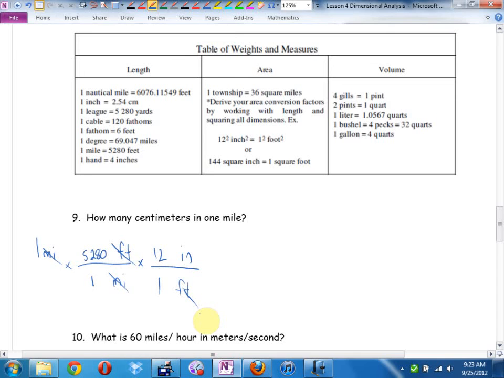Now, do I have something that relates inches to centimeters? Yeah, there it is. 1 inch is 2.54. Okay, so I want to get rid of inches. I want centimeters to be left behind on top. And it says 1 inch is 2.54. Looks like I'm going to go 5,280 times 12 times 2.54.